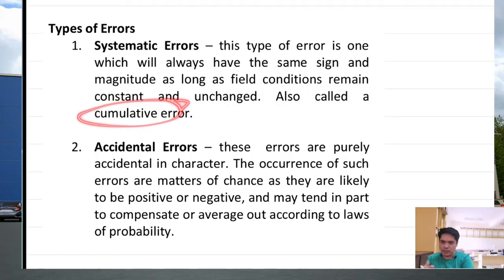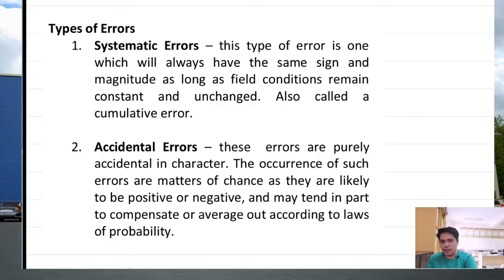Cumulative meaning it accumulates. Example, if the tape is too long, so you've been using all throughout your survey work, you've been using a tape that is too long. So that means for every measurement mo, for one whole tape length, you are incurring an error. Then you measure again using the same tape, then your error is adding up. Diba? So up to the time na sa paulit-ulit mong ginagamit yung tape, nag-add up yung error mo, pero the same pa rin yung condition, your tape is too long. Diba? Hindi nagbabago yung condition.